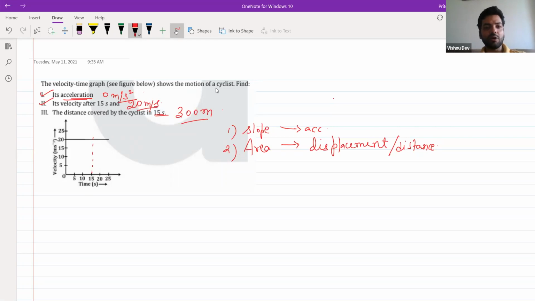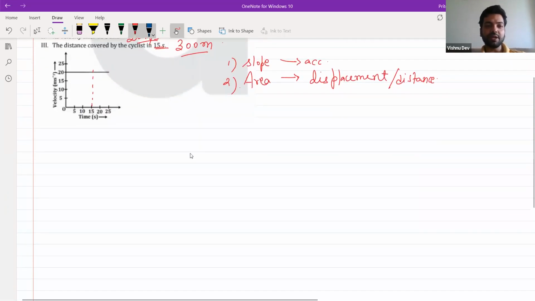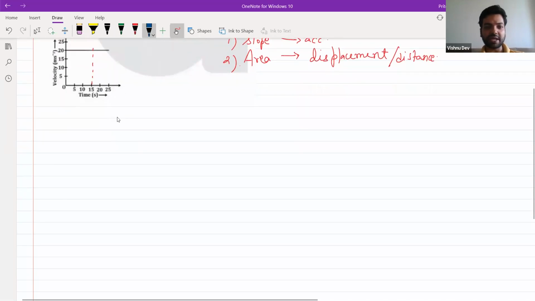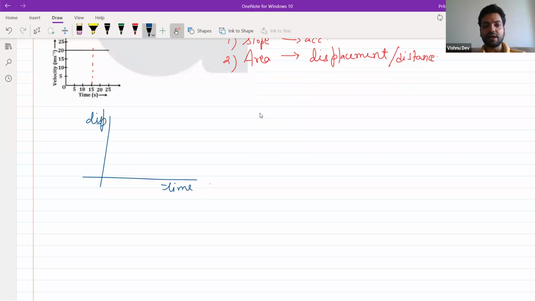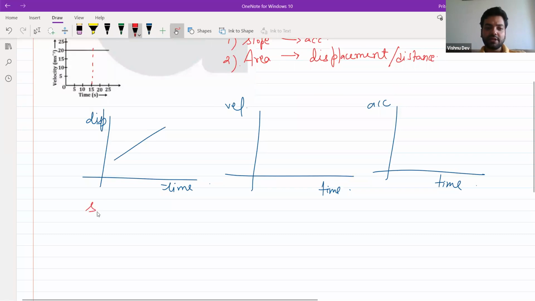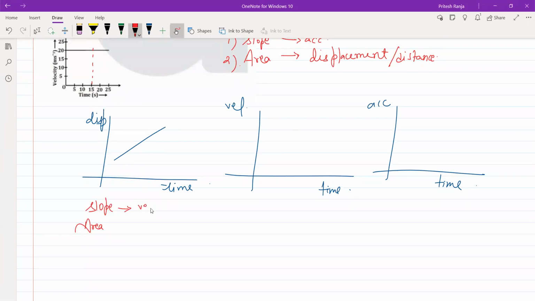So quickly, along with this question, let's try to quickly recapitulate the slopes and areas for the three graphs that we have. So everyone pay attention. So we have three kinds of graph. One is displacement time graph. Another is velocity time graph. And third one is acceleration time graph. Okay. So if I talk about displacement time graph, can anyone tell me what its slope and area will give us? Velocity. Good. Slope will give velocity.